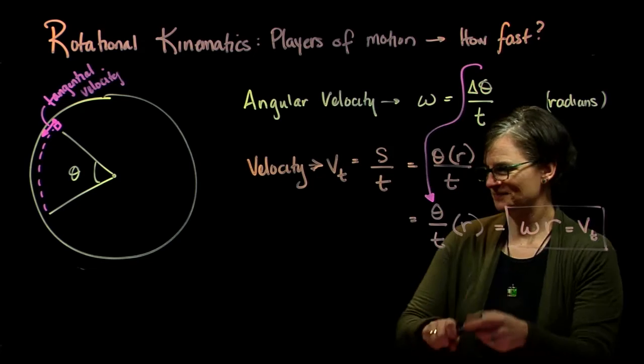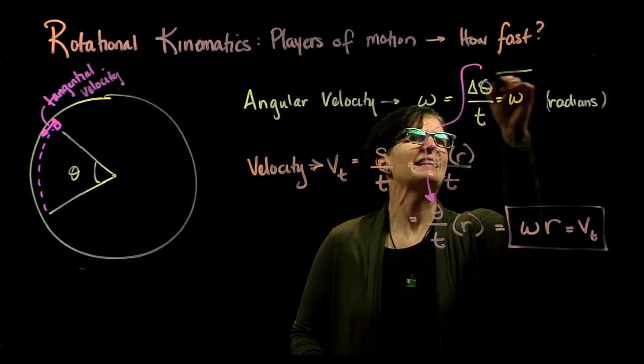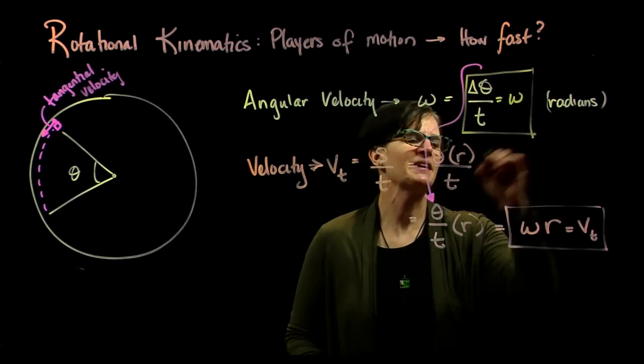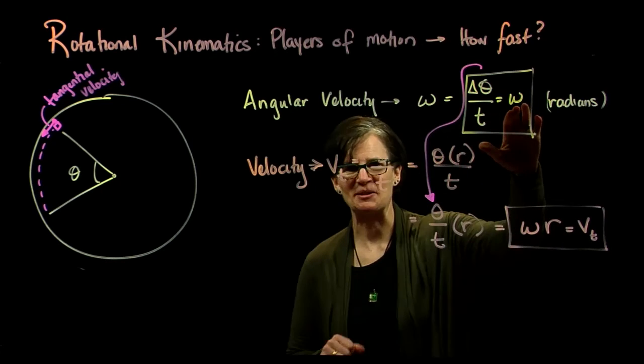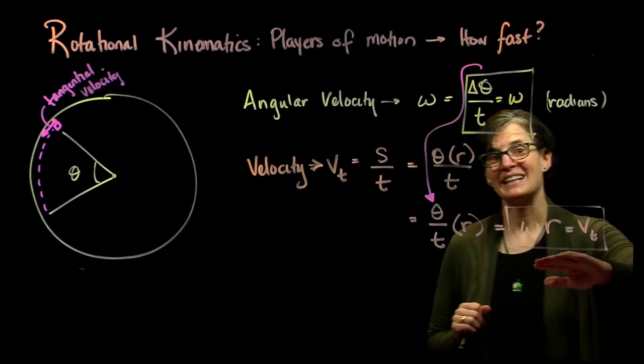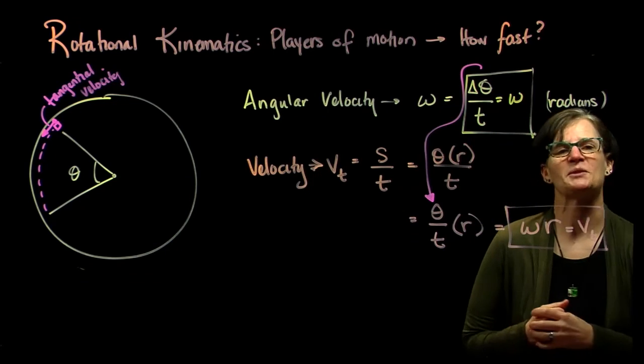So again, I'll make these easier to read on the board. We have both a relationship for an angular description and a tangential, or more linear, description, and the relationship between the two.